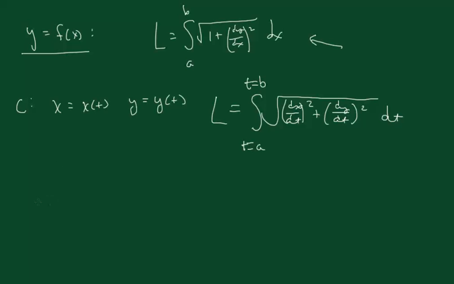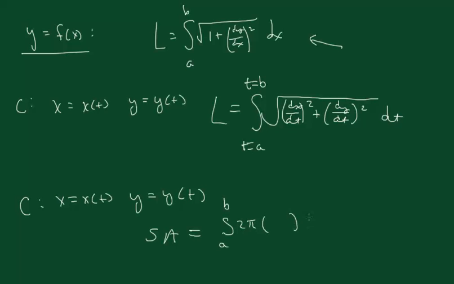So that's the formula. The other formula we're going to look at now is for a curve x equals x of t and y equals y of t. We're going to look at the surface area, and the surface area will equal the integral from a to b of 2 pi radius times the quantity we spoke of before, the square root of (dx/dt) squared plus (dy/dt) squared. Again, this was developed in class.